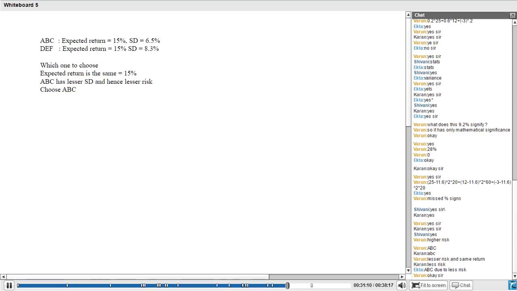Now this also throws up another question. In real life, the expected returns will not be the same. It's hard to imagine that expected returns will be the same. So how do we evaluate it? For this we have the second measure, which is the coefficient of variation.